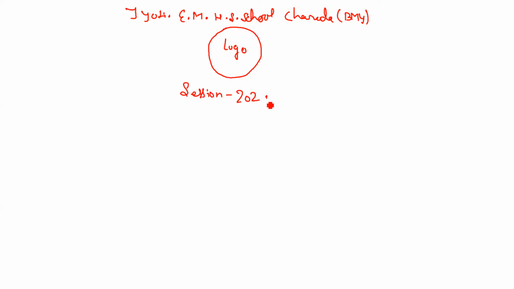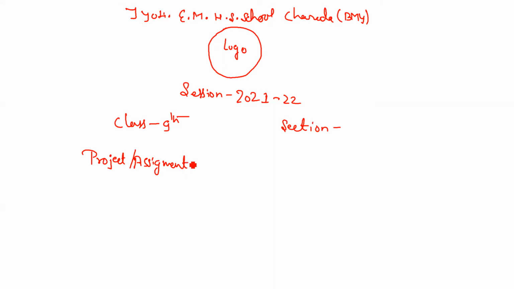the present session is 2021-22. Next, here you have to give the class and your section, in which section you are. For example, if you are in ninth class, you have to mention your ninth class, and your section A, B, C or D, whichever section you have. Then here you have to mention your project or assignment, the topic which I have given you. The topic I have mentioned on the first page only, so you have to write that topic here.